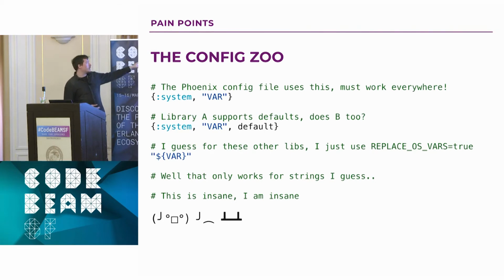And finally, Distillery itself followed Relx's example, which is to do this runtime environment variable replacement using awk in the shell script to boot the release. And so you'd have all three of these potentially in one config file. So it's just pure insanity. I mean, if you're coming from any other language, you're going to look at this and be like, this is madness. Who designed this?